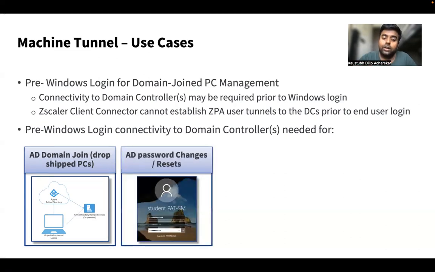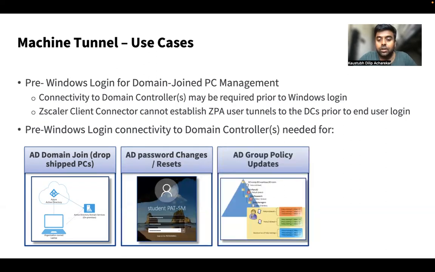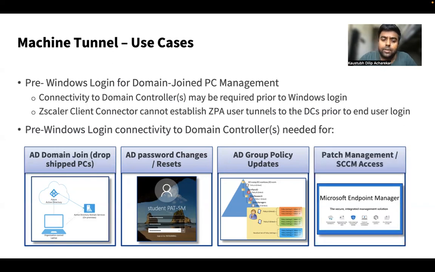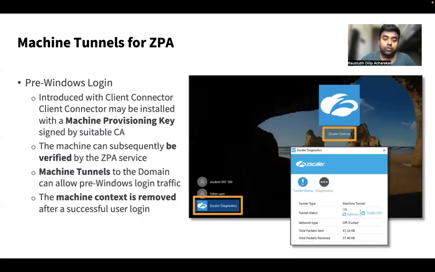Second thing is more around AD password changes and resets. If there is any kind of requirement where the user changes or resets the password, it gets automatically synced even when the user is on the pre-Windows login through a machine tunnel. Any of your AD group policy updates, your GPO updates require systems connectivity at the pre-Windows login level. With machine tunnel, we can provide you that connectivity even when the user is not logged in. And from a patch management and SCCM access, it again requires connectivity at the pre-Windows login point of view.